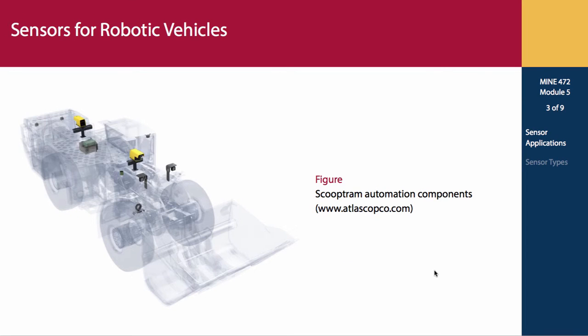All right, here we've got an ST14 scoop tram or an LHD, a load haul dump machine used in underground mining. This one, well, it's a schematic, and it's been equipped with some sensors that are useful for automation. You'll see the yellow boxes here. These yellow boxes contain laser scanners that scan the environment around the vehicle. Those are useful for navigation. Of course, in underground mining, we don't have access to satellite-based GPS, so we need some other way of navigating. We'll talk about that a little bit later in the course.